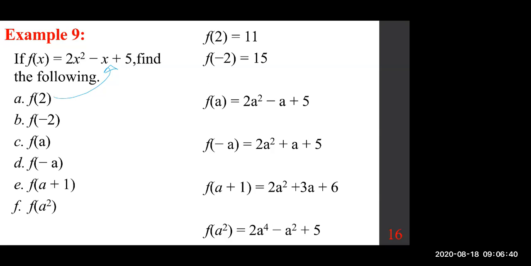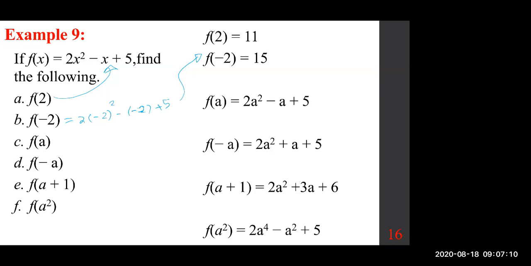For the sake of argument, if you are interested in f of negative 2, it means 2 times negative 2 squared minus x, which is negative 2, and then plus 5, okay? Convince yourself you can add them up to 50. Okay, that's the idea.